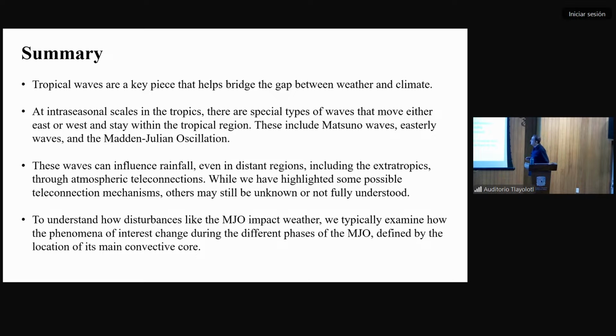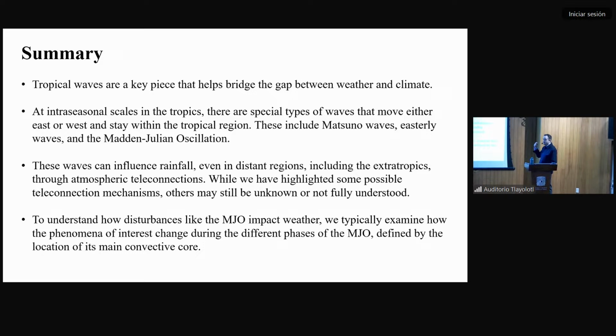Tropical waves are a key piece to connect weather and climate. I hope today you have a clearer idea of the connection, or the difference, between these two time scales in forecasting and why there is this gap between those two. And in this gap, there are the intraseasonal oscillations. It is a transitional case in the tropics.